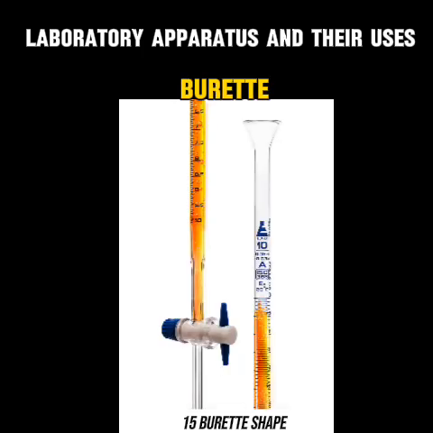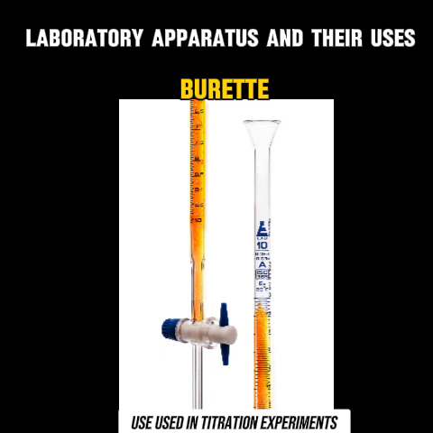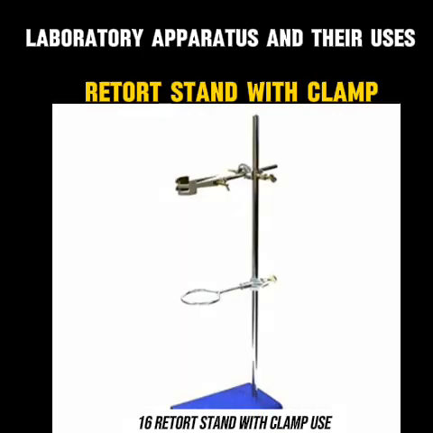15. Burette. Shape: a long graduated tube with a tap at the bottom. Use: Used in titration experiments to dispense precise amounts of a liquid, such as a titrant, into a solution. It allows for very accurate volume measurements. 16. Retort stand with clamp.